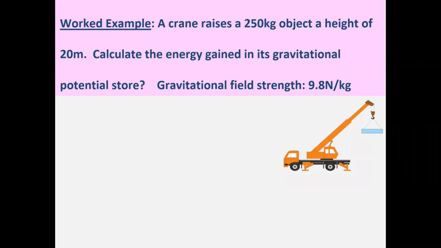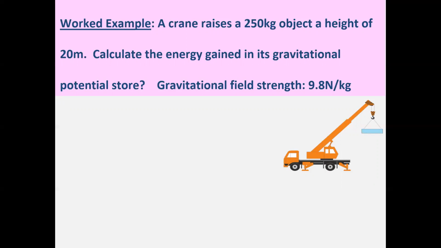So this is a worked example. A crane raises a 250 kilogram object a height of 20 meters. Calculate the energy gained in its gravitational potential store. Gravitational field strength is 9.8 newtons per kilogram.